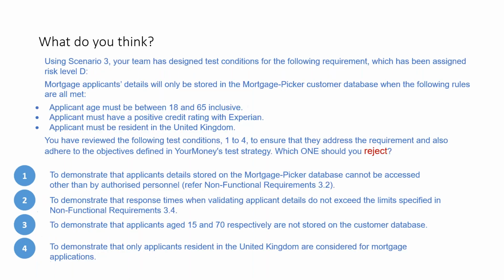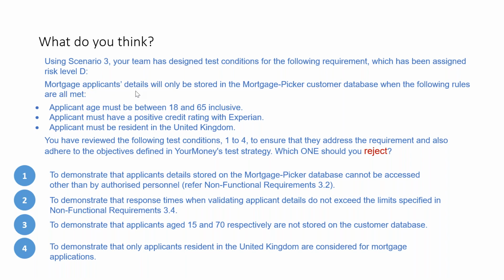Okay. Some more questions. Quickly I will go through now. So basically the same scenario I am talking now. Using scenario 3, your team has designed test conditions for the following requirements, which has been assigned risk level D. So whatever they have done, one requirement that is D level risk. Then they have come up with test conditions. High level test conditions.